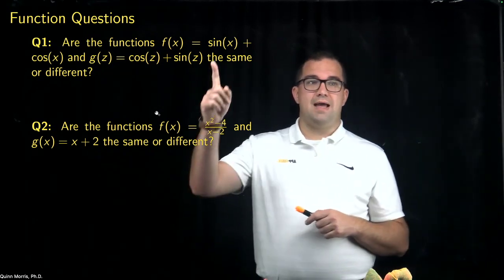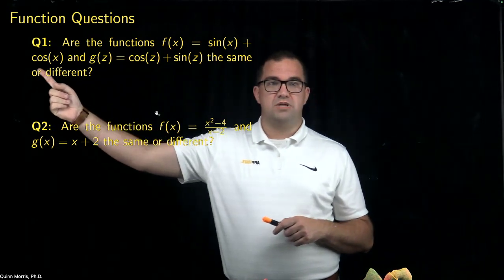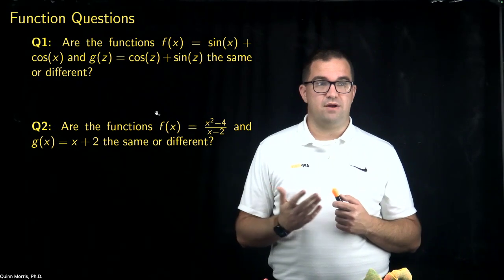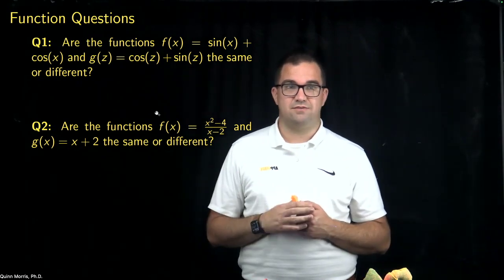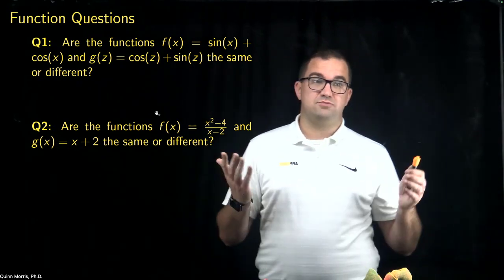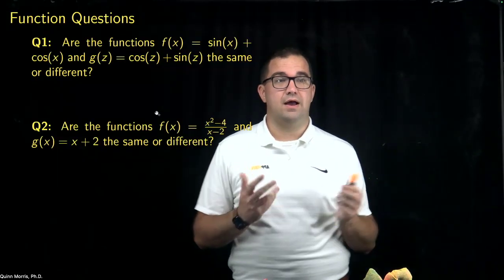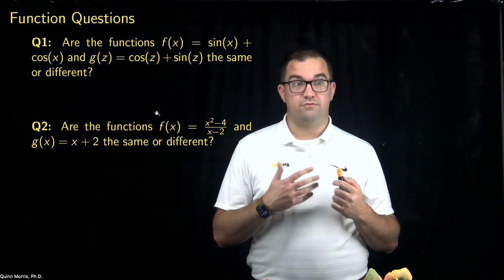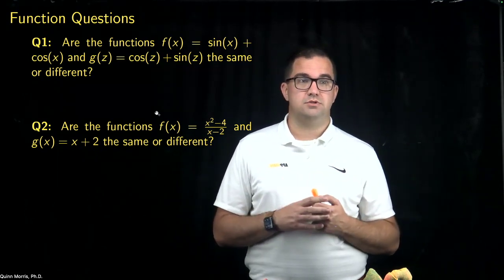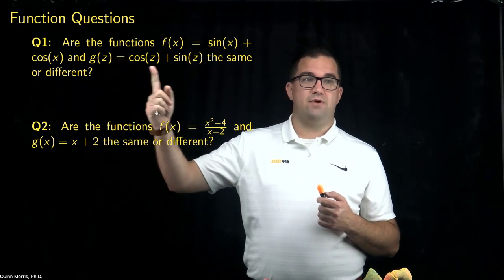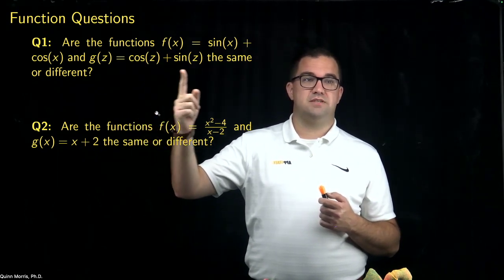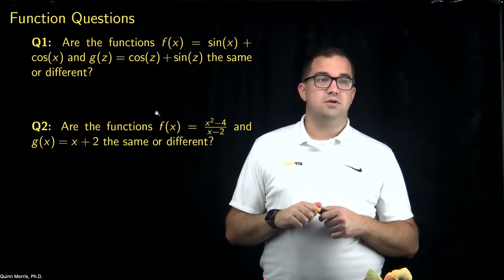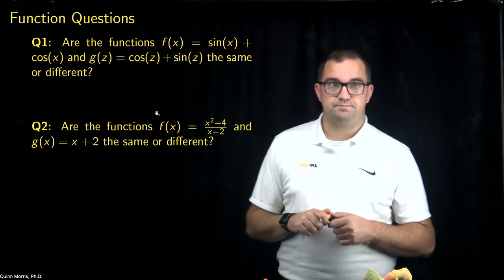Well, if I look at sine of x plus cosine of x, sine of x is defined for every real value of x. Cosine of x is defined for every real value of x. And then I'm just adding together two real numbers, so that's fine. So the domain of the right-hand side of the first relationship is all real numbers. Similarly, for every real value of z, cosine of z is defined. For every real value of z, sine of z is defined, and then I can add them together. So the domain of that is all real numbers.